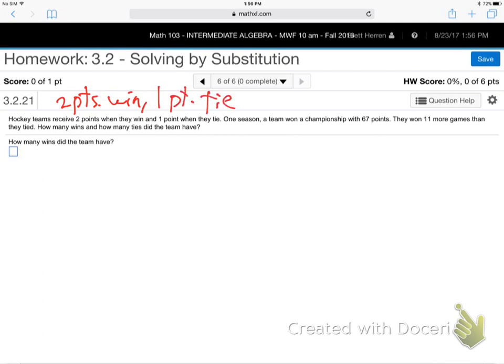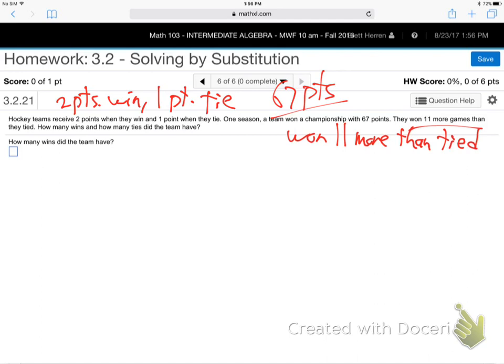And then over here it says they won 67 points. They got 67 points in their season. And then this is the phrase I was missing: won 11 more than they tied. Okay, so there's all the key facts. So again, points equal 2 times wins plus 1 times ties. That's the main equation, kind of like perimeter was the main equation in the last word problem. So there's the points equation, the main one.